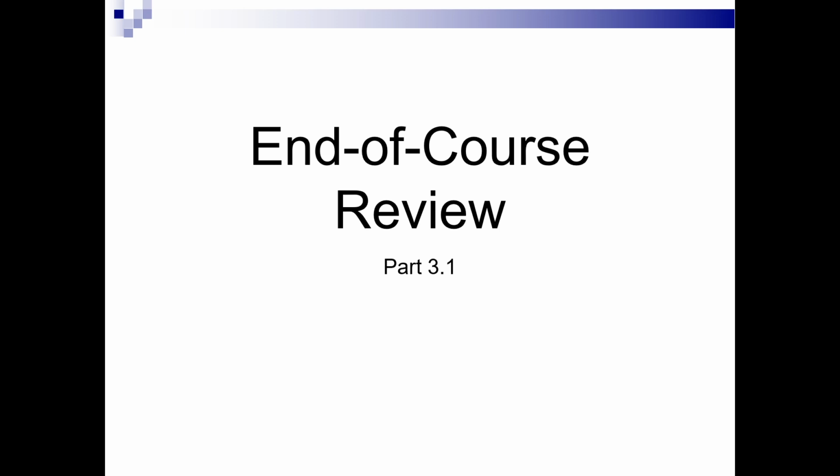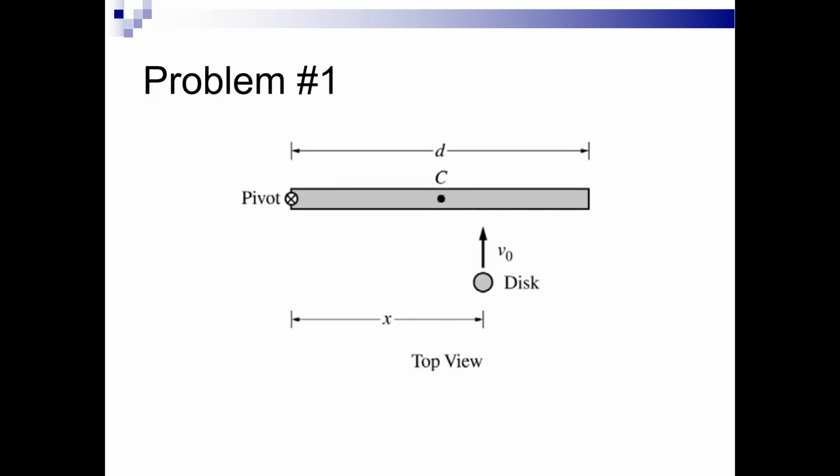So in the problem, you have this rod attached to a pivot, and you have a disc that slides atop. So we're looking at it from the top. It slides and hits the rod and makes it start rotating. It hits a distance x away. The rod itself is a length d. The center of it's at point C.